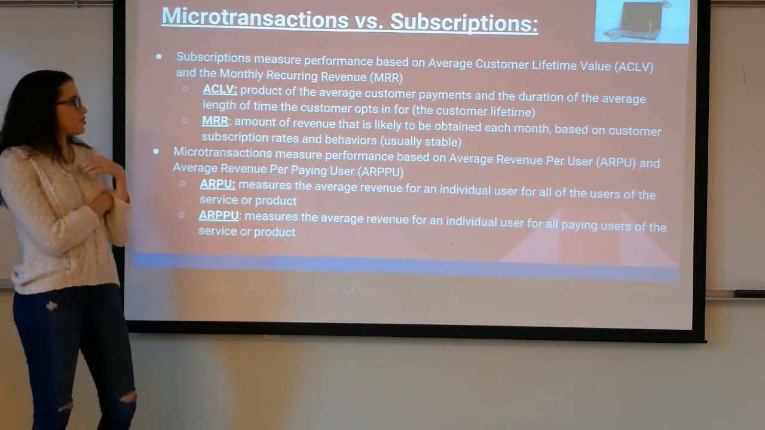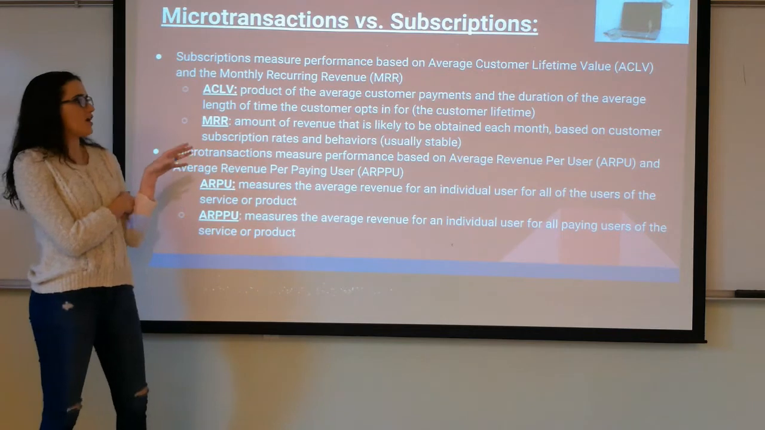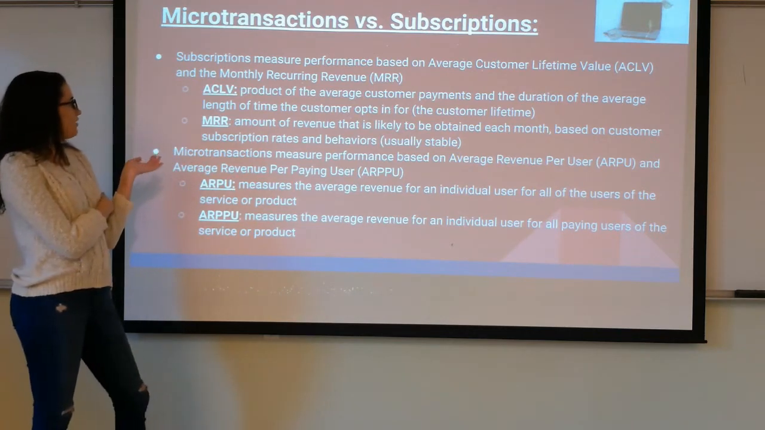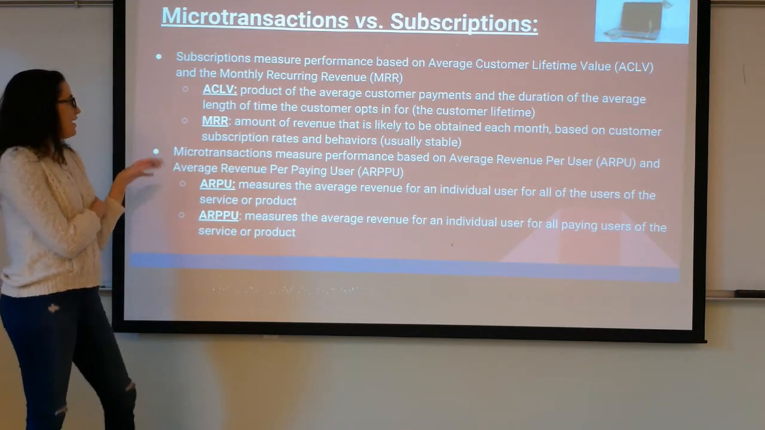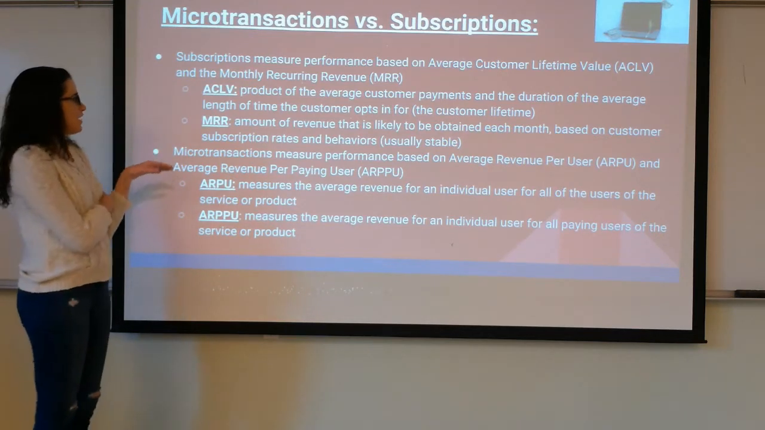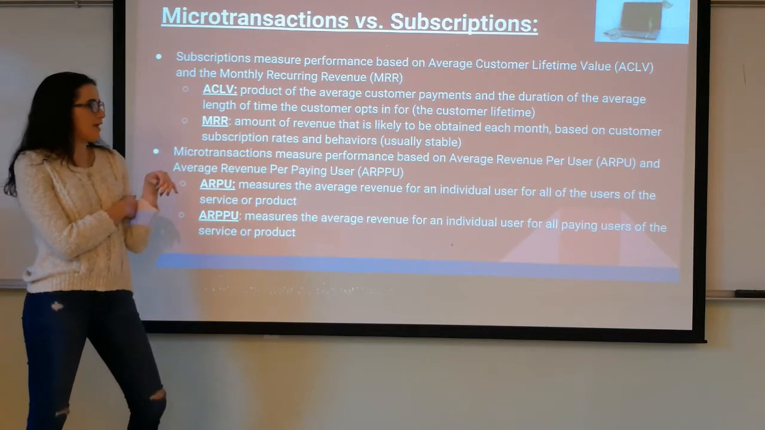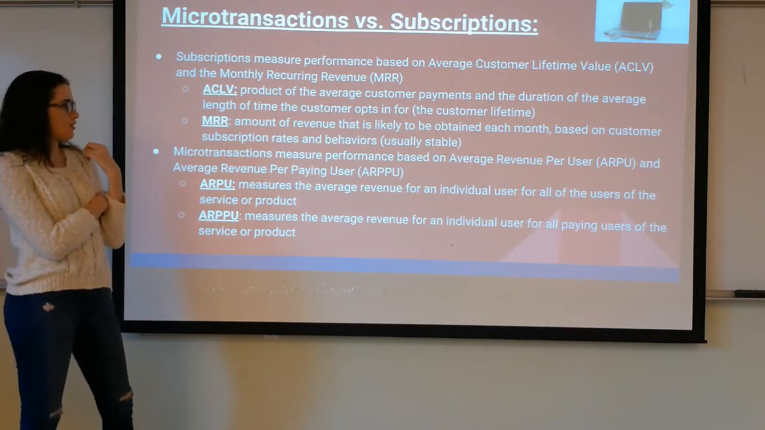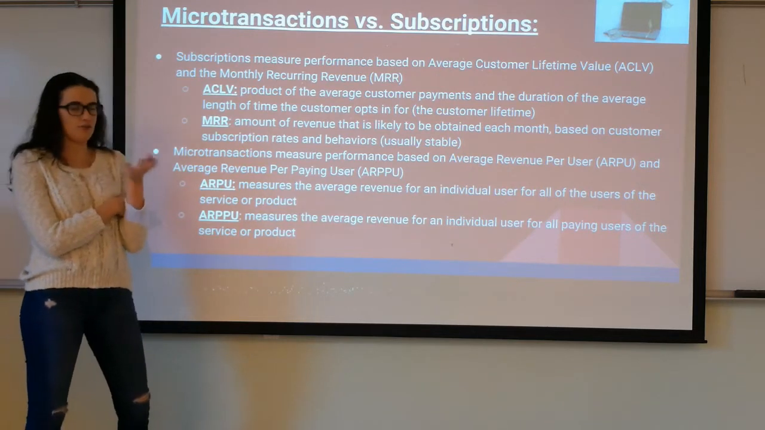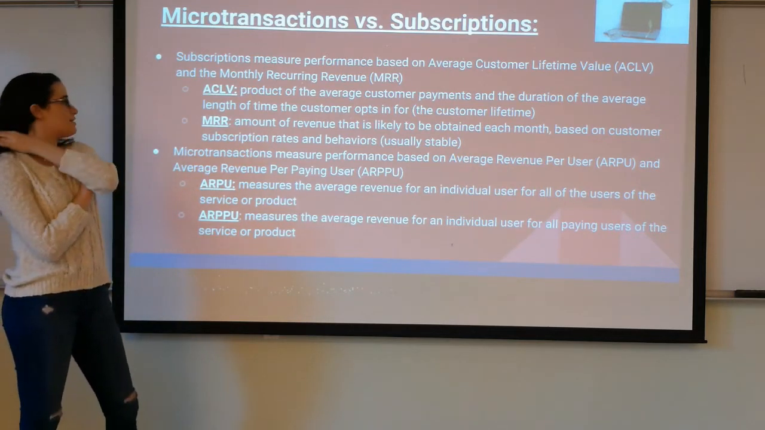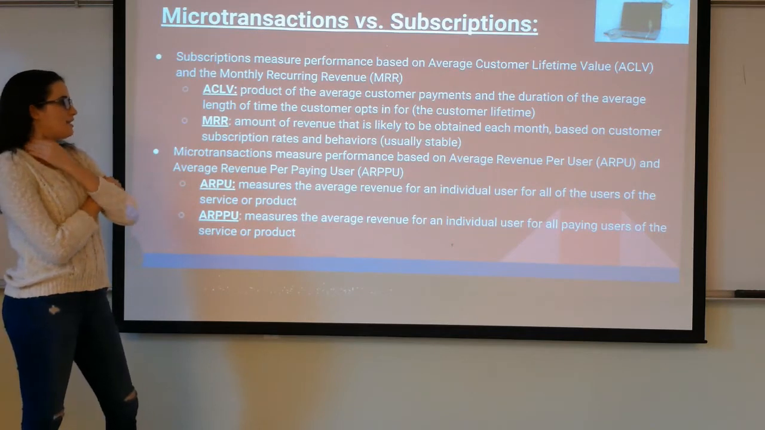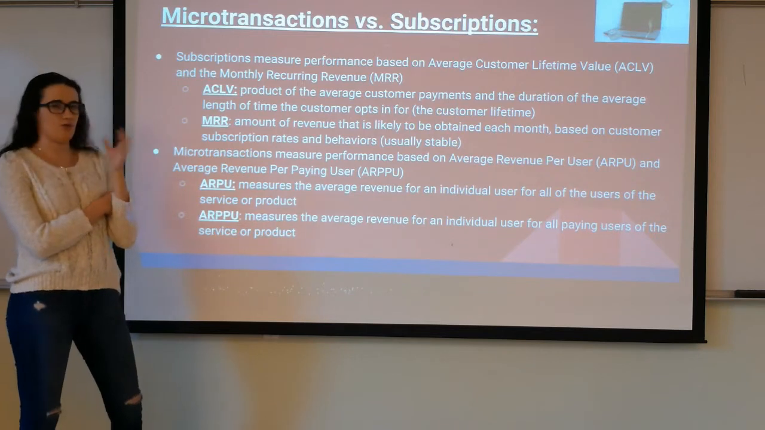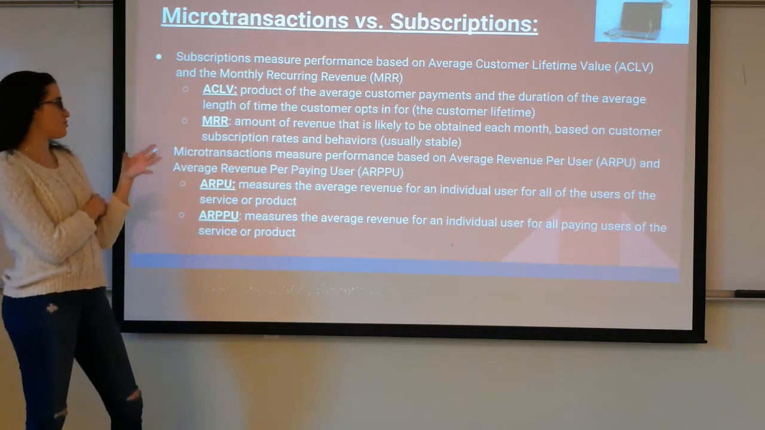And subscriptions measure their performance based on average customer lifetime value, or ACLV, and the monthly recurring revenue. ACLV is the product of the average customer payments and the average length of time that the consumer opts in for, the customer lifetime. And MRR is the amount of revenue that is likely to be obtained each month based on customer subscription rates and behaviors, and those are usually stable throughout the subscription model.